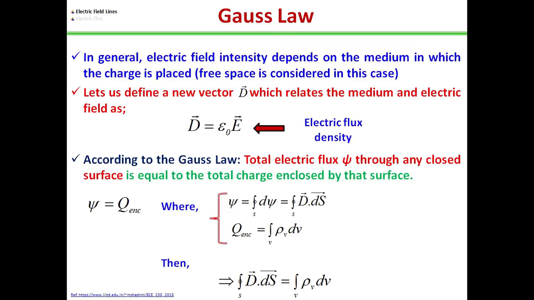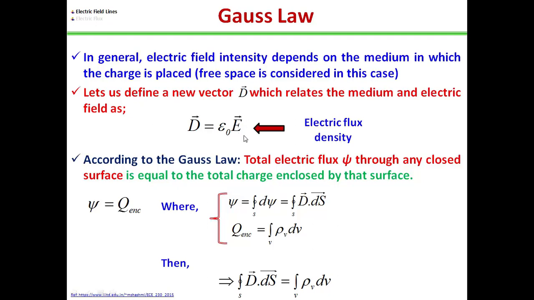law. As you know, the electric field intensity depends on the medium in which the charge is placed. Here we have considered free space. Let's define a new vector, vector D, which relates the medium and the electric field. Vector D is equal to epsilon naught times vector E, where vector field D is called the electric flux density and is measured in coulombs per square meter, where epsilon naught is the permittivity of free space and vector E is the electric field.